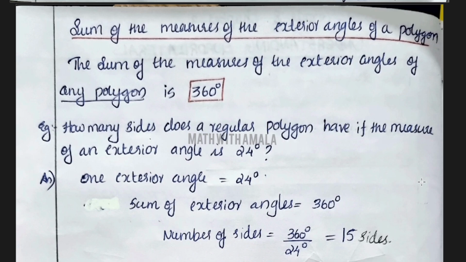Sum of the measures of the exterior angles of a polygon. The sum of the measures of the exterior angles of a polygon is 360 degrees always, and it is happening for every polygon. For example, let's have a question. How many sides does a regular polygon have if the measure of an exterior angle is 24 degrees? So one exterior angle is given as 24. Also, the sum of exterior angles is 360 degrees. Now we can find the number of sides by division. 360 degrees divided by 24 degrees is 15 sides.